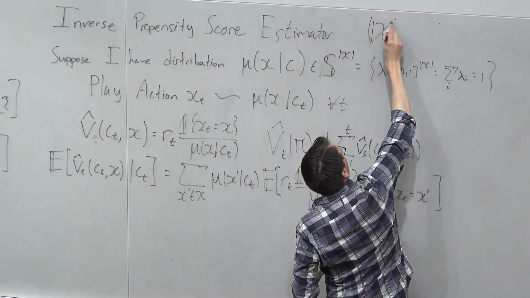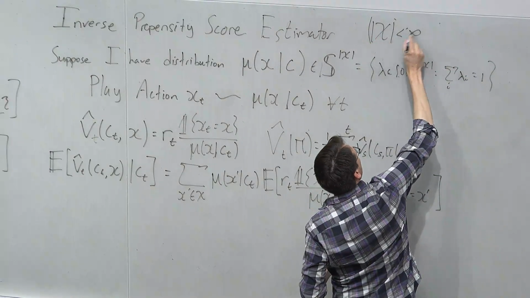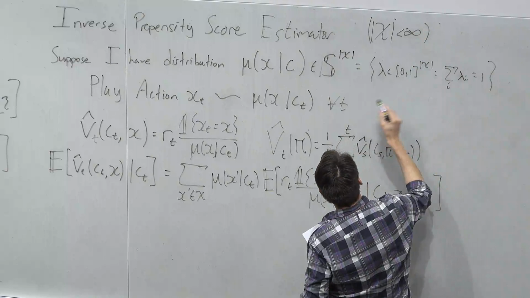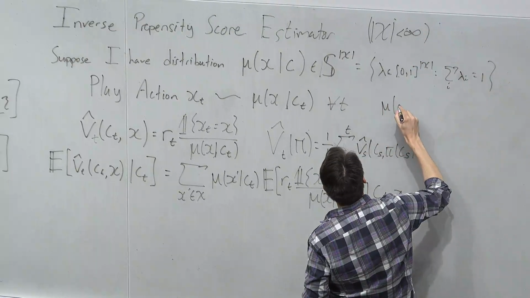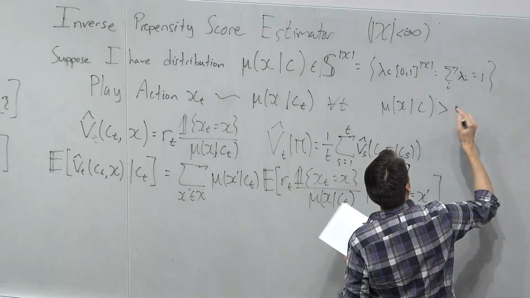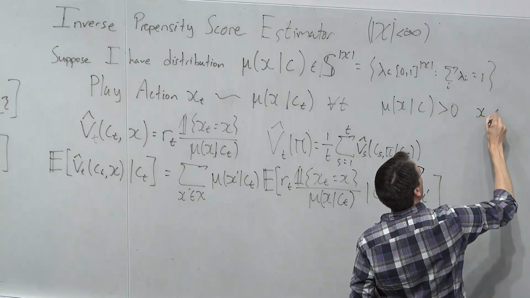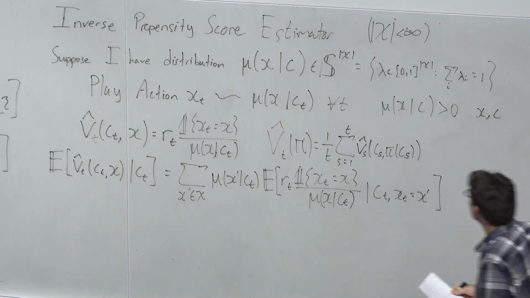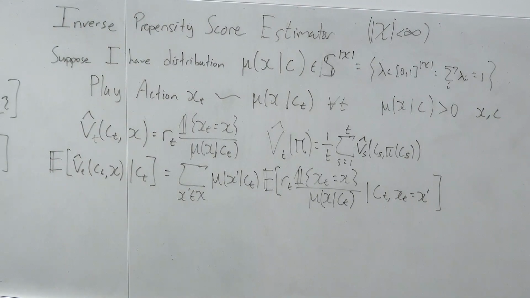Yes, I'm assuming that X is finite, and I am assuming that mu is greater than 0 for all x, c. Script C could be infinite. Where's E? The set of all numbers. Script C, yeah, could be infinite.